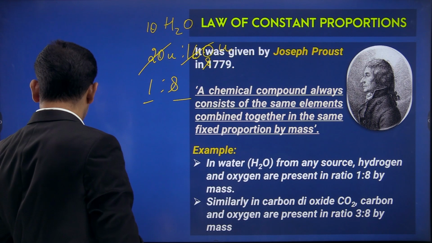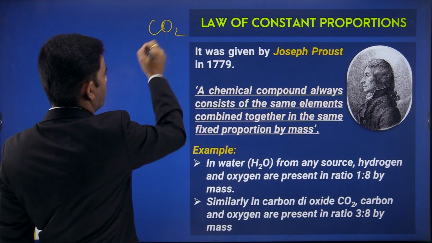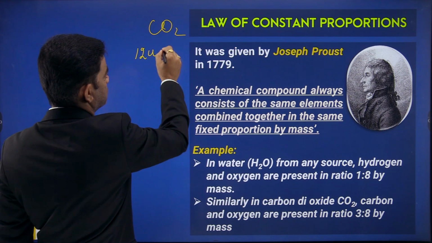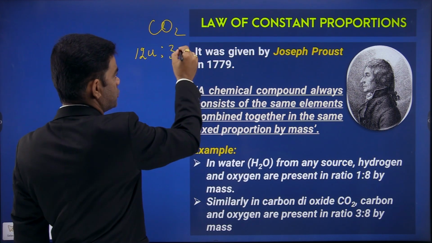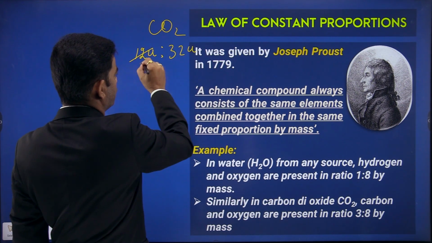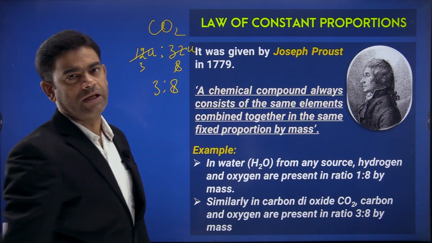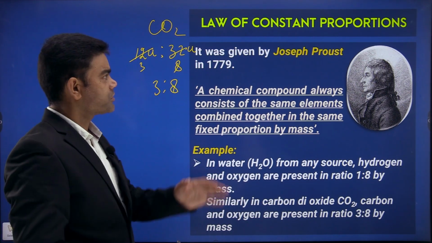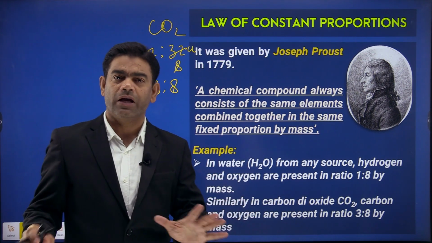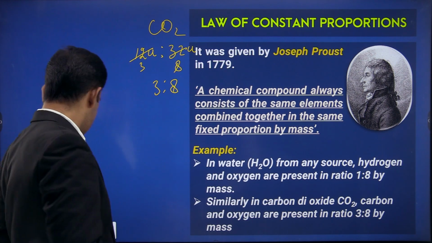If you want to verify it, let's see. We have the formula CO2. Carbon 1, carbon has a mass of 12U and oxygen again 16. So 16 2s are 32U. I can cancel 4 3s are 12, 4 8s are 32. The ratio is 3:8. We got it. So that is it. So law of constant proportion says that for any compound the ratio by mass is always fixed. Is it clear?